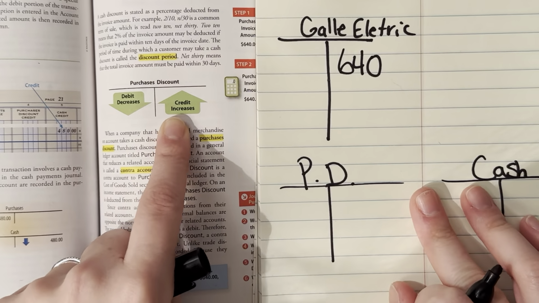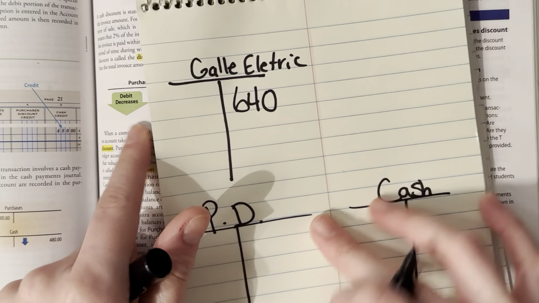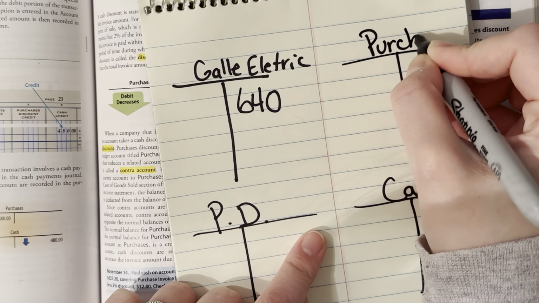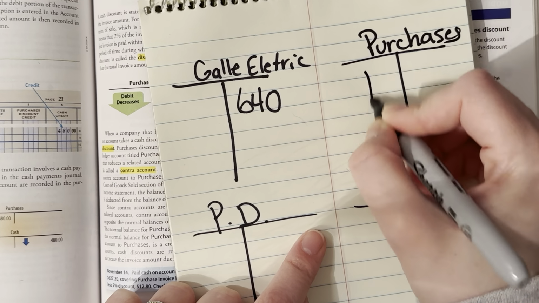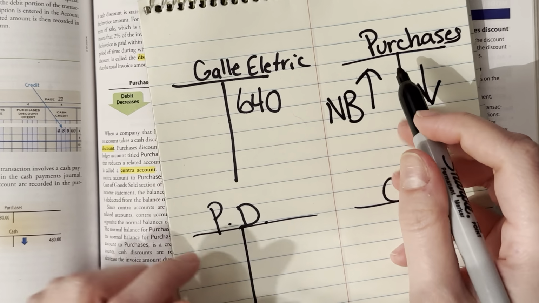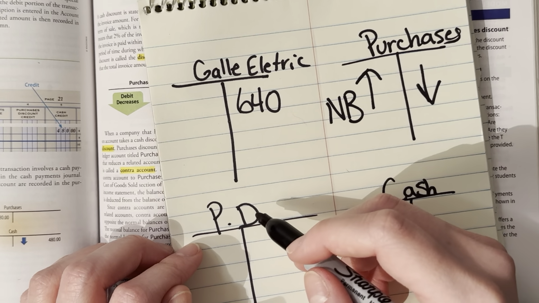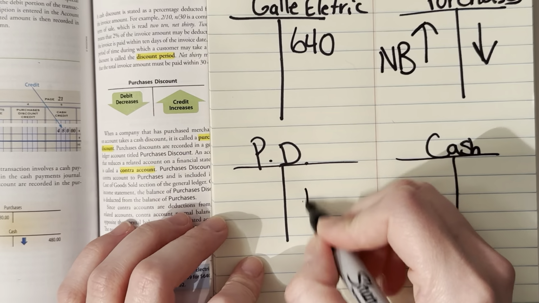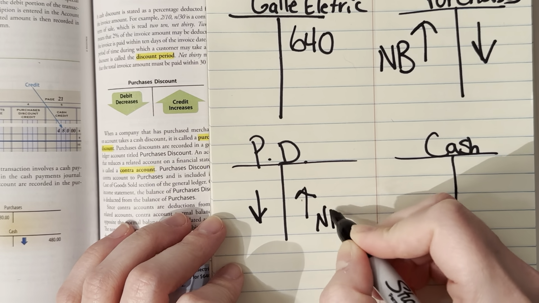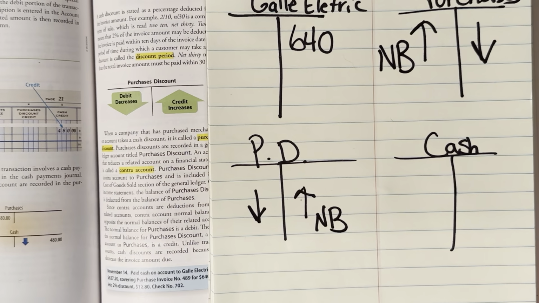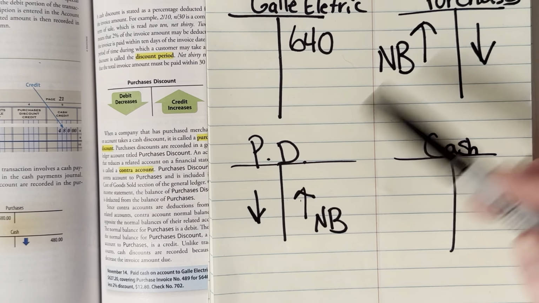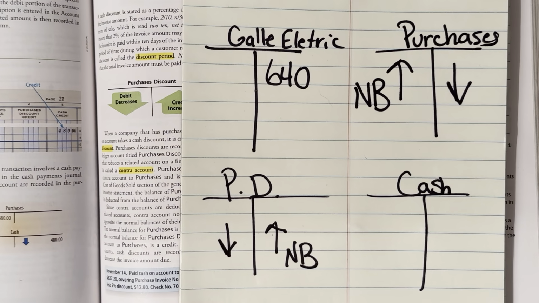Purchases discount is a contra asset. When we make a purchase, when we have purchases, they increase on this side and decrease on this side. This is the normal balance. A contra asset is the opposite. So it's going to increase on this side and decrease on this side. So purchases discount has a normal balance of a credit. It's a contra asset of purchases.